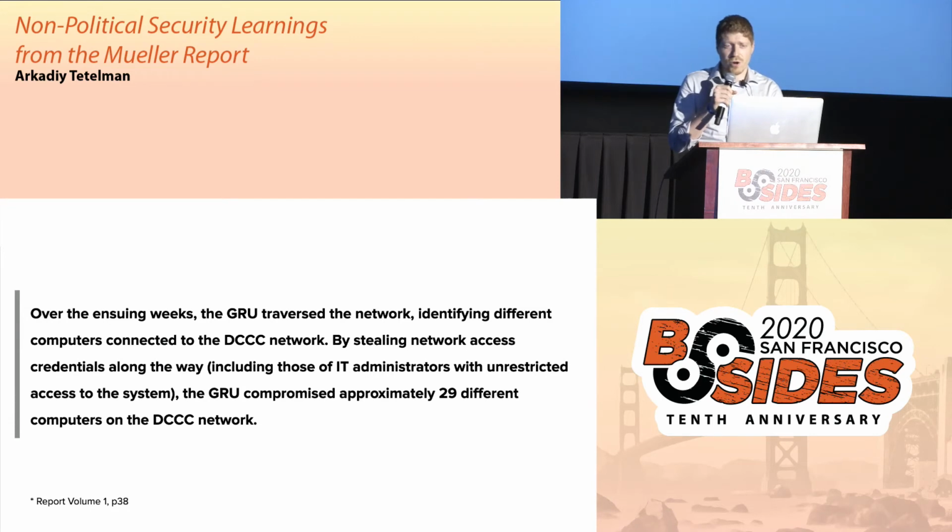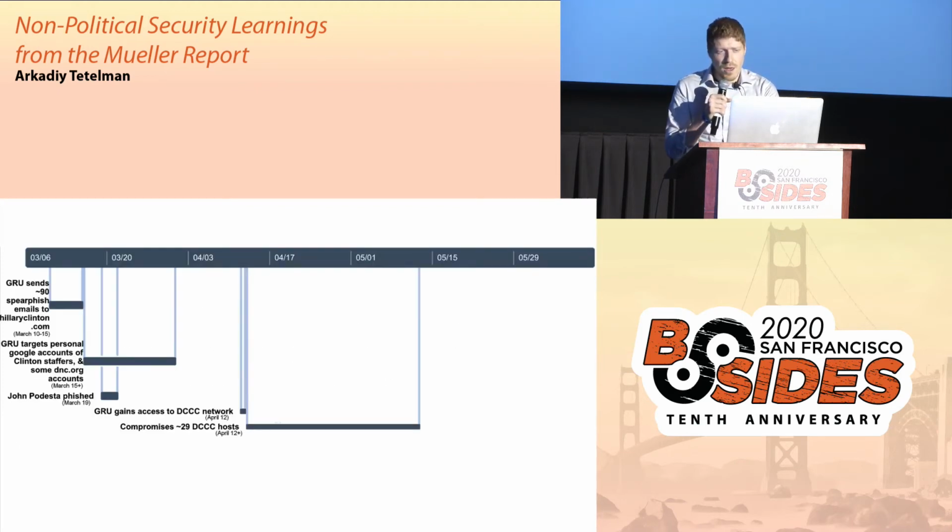Over the ensuing weeks, the GRU traversed the network, identifying different computers connected to the DCCC network by stealing network access credentials along the way, including those of IT administrators with unrestricted access to the system. The GRU compromised approximately 25 different computers on the DCCC network. So over the following weeks, after April 12th, compromised approximately 30 hosts.